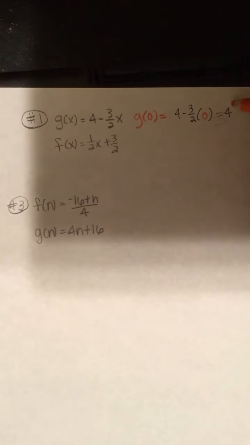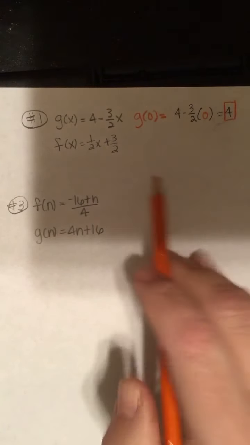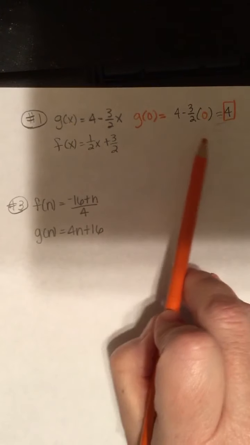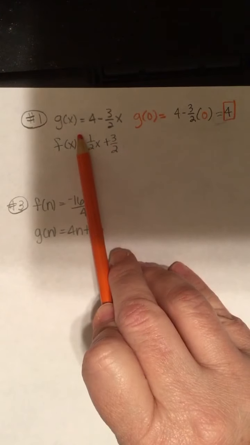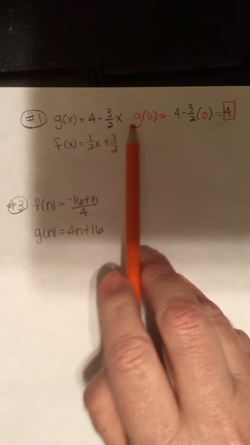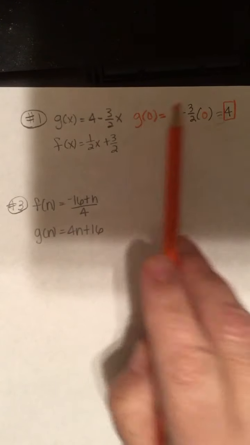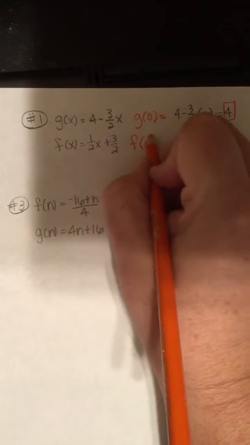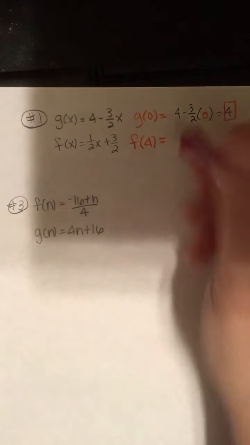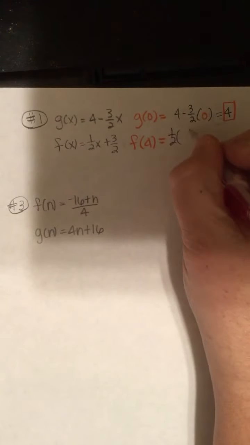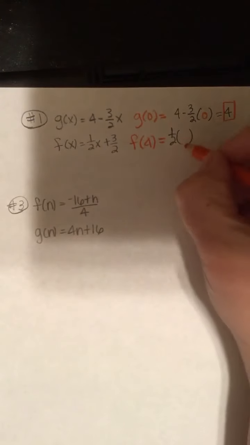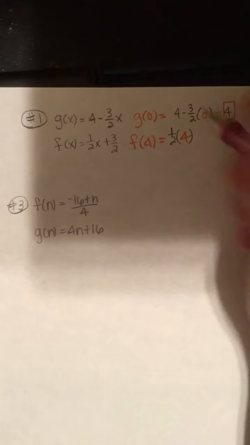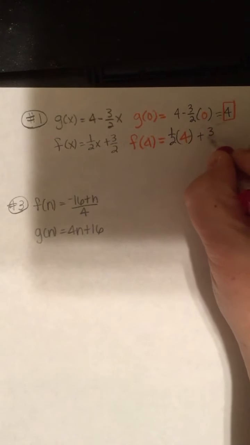This is my output. So to find out if these two functions are inverses of each other, I'm going to plug 4 into f of x, and if it gives me 0, then they are inverses. So this time I'm going to do f of 4 equals 1/2, and in place of my x, I'm going to put 4 plus 3/2.